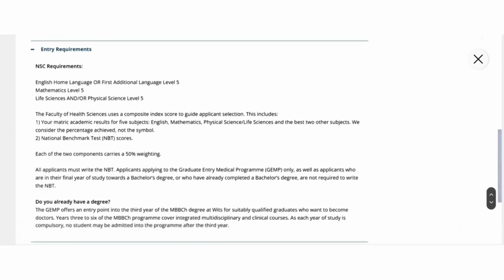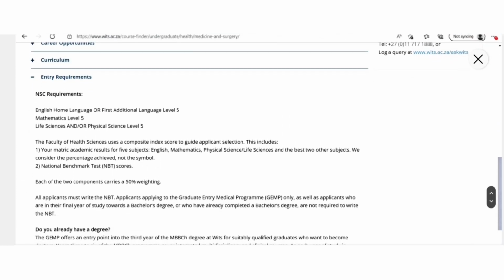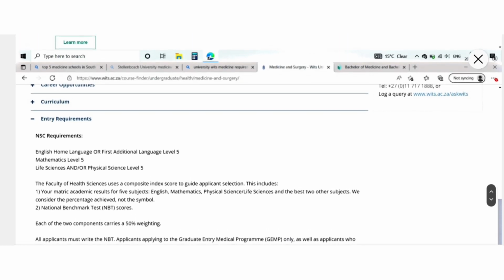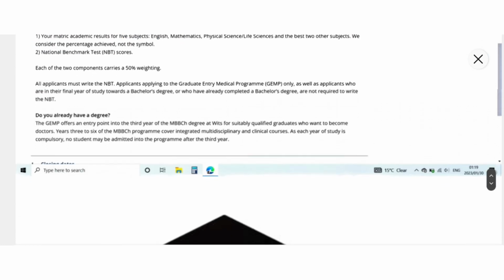And then lastly, university number 6, as I said, is the University of Witwatersrand. And this is what is required for oneself to study medicine at Wits, which is English at 60%, mathematics at 60%, life science and or physical science is also required to be at 60%. And then that's the end of the research.